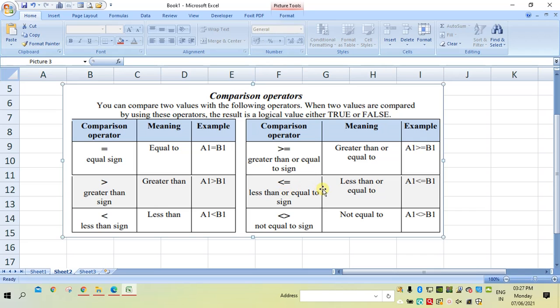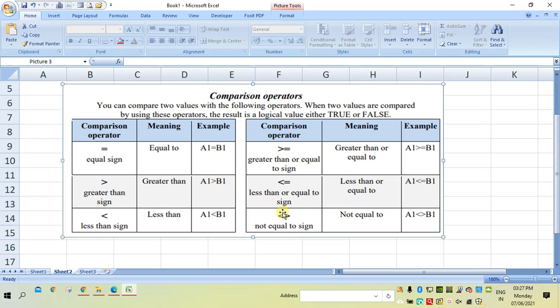For example, you can see the examples are also given here. If you are not understanding what exactly this means, you can understand by seeing this example. Next is not equal to. It is used to compare two cells and decide whether they are equal or not equal. So like this we have different types of symbols. Now we are going to see them one by one by comparing the contents of cells.